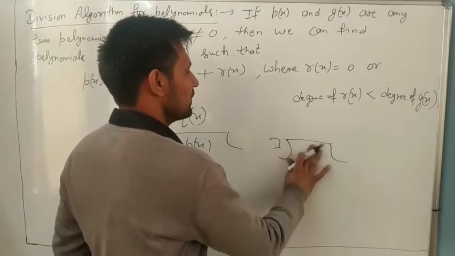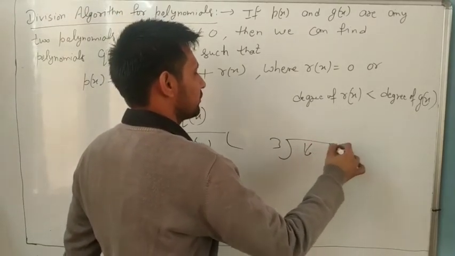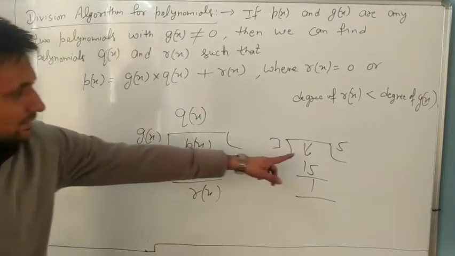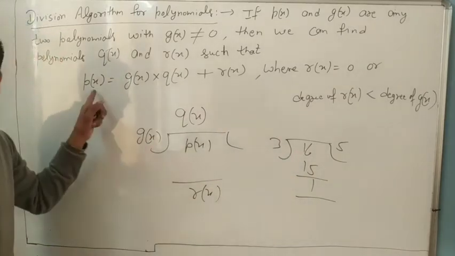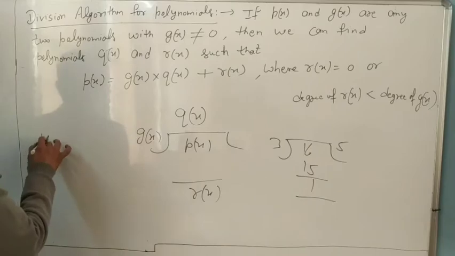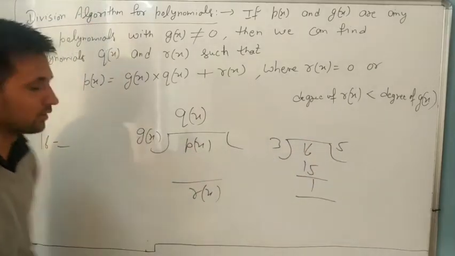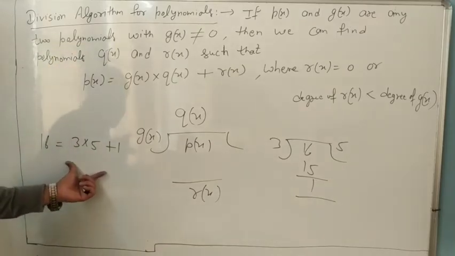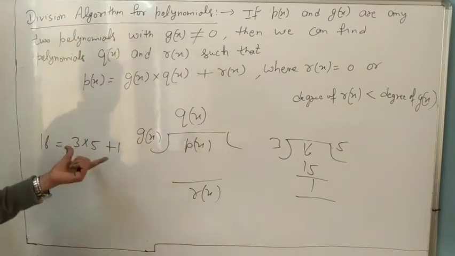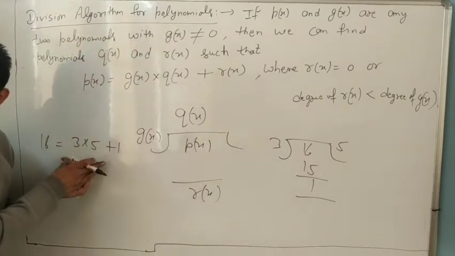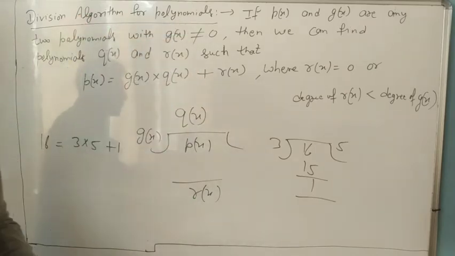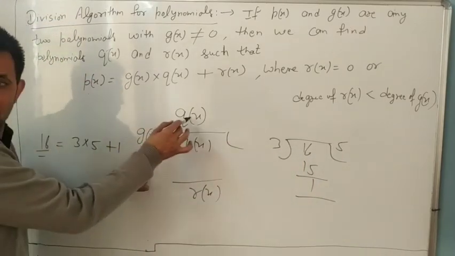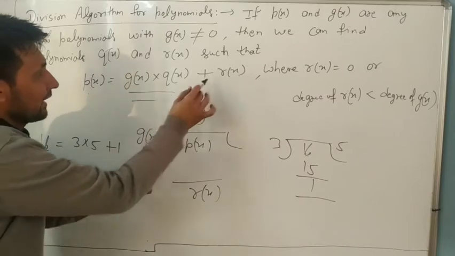3 times 5 is 15, and the remainder is 1. So what can we write? Dividend p(x), 16, equals 3 into 5 plus 1. We write it like this, right? In the first chapter, that was the division algorithm for numbers, and this is the division algorithm for polynomials. So it is p(x) equals g(x) into q(x) plus r(x).